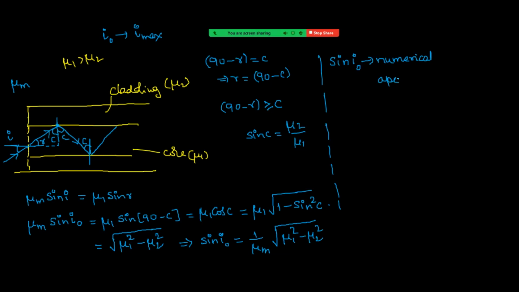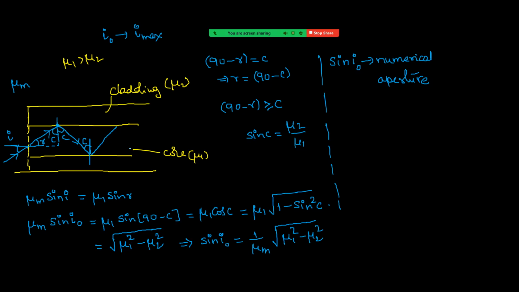It is known as numerical aperture. A key point is that when the angle of incidence is maximum, r is also maximum. When r is maximum, the angle here will be minimum, and that minimum angle must be greater than or equal to C. So we have taken the limiting case, that is, the angle is approximately equal to C, or slightly greater than C, because there must be total internal reflection.